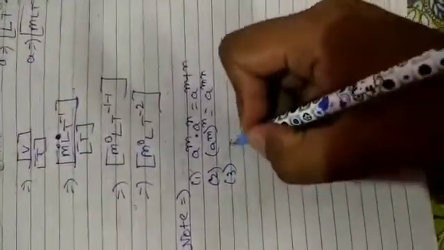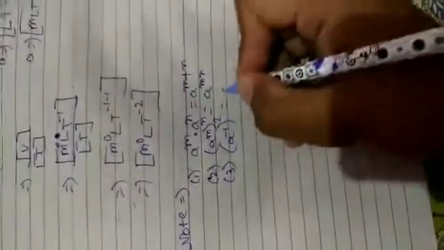Third is a power minus 1 whole square will be a power minus 2. Okay, so these three expressions we will use in finding the dimensional formulas.